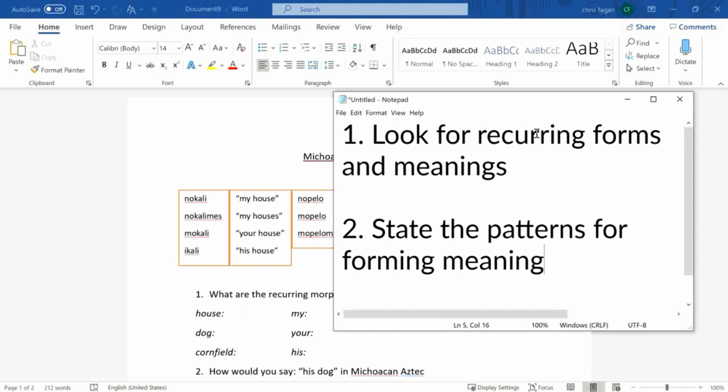So remember, first, when we want to do morphemic analysis, we get a set of data, and the first thing we want to do is look for recurring forms in the data and look for recurring meanings. Every time we see that form match with that meaning, that suggests that that morpheme has that meaning. And then afterward, we will have questions that will help us state the patterns for forming meanings. So we might derive new words, or we might need to explicitly state the rule. So we're going to do both of those here today.